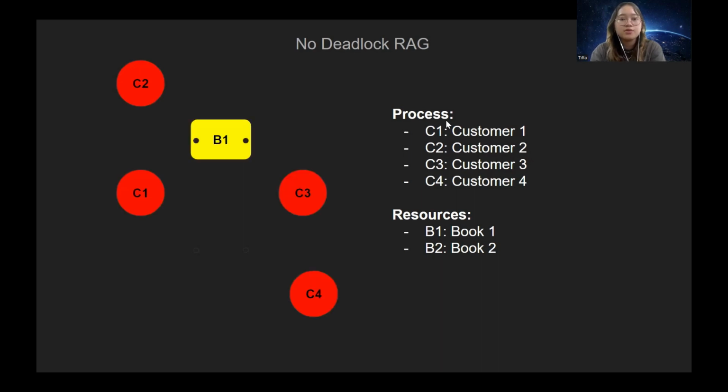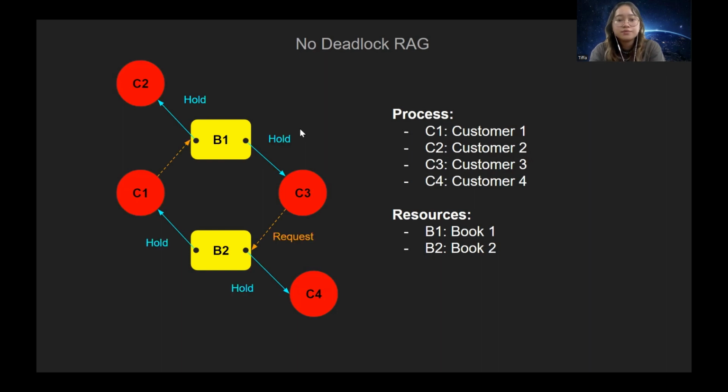Here are the processes and instances. Let's see the relations. So the request arrows represent a customer requesting to borrow a book, while the hold arrow represents that the book is being lent to a customer. So from this graph, at first sight, it may look like this graph has a cycle that may involve circular wait, but let me explain further why it has no deadlock.